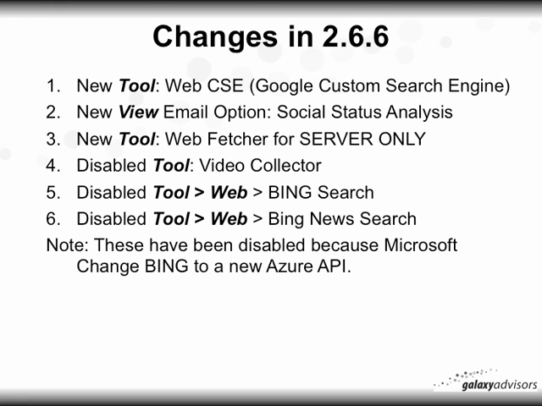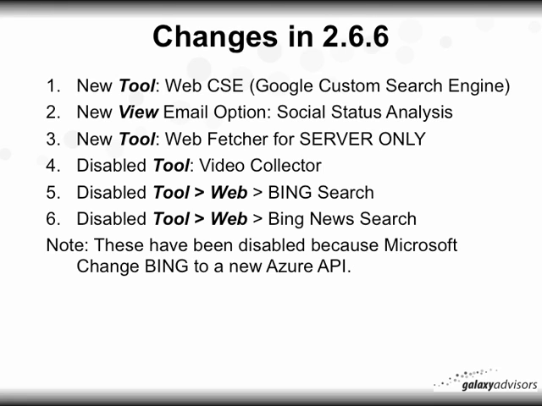Under the new tool, you'll see a Web CSE, standing for Google Custom Search Engine, and there are a number of options there. Also under the View menu command, you'll see an email option for calculating social status as well. There is a new tool called Web Fetcher, which is for the server-only version of Condor. You'll see it in the menu, but it is only operational for the server version.